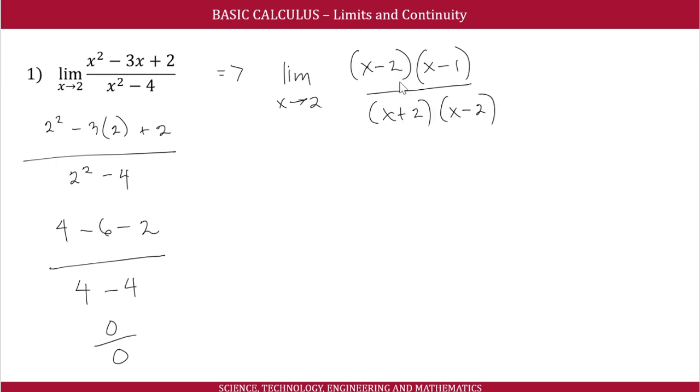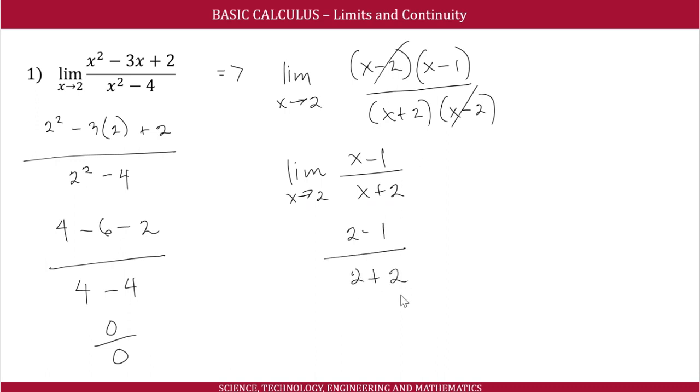So we can cancel x minus 2. Then we can evaluate the limit as x approaches 2 of the function x minus 1 over x plus 2. So in here, we can do substitution. That is 2 minus 1 all over 2 plus 2. And so we have 1/4. So the answer to this problem is 1/4.